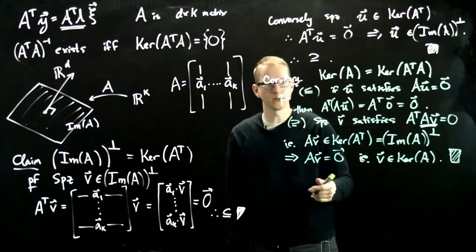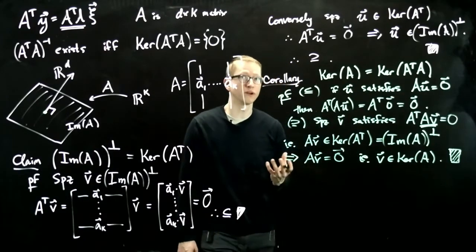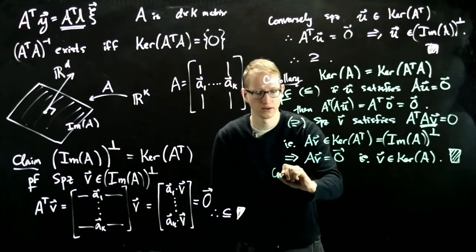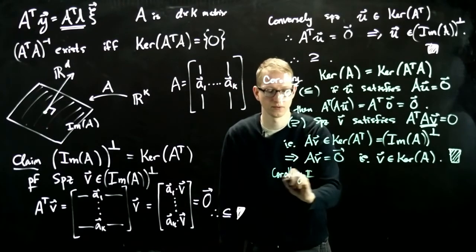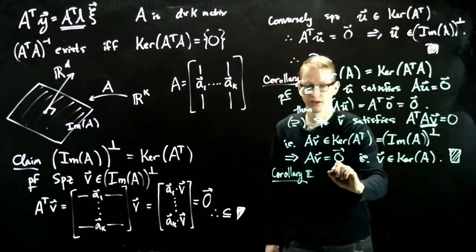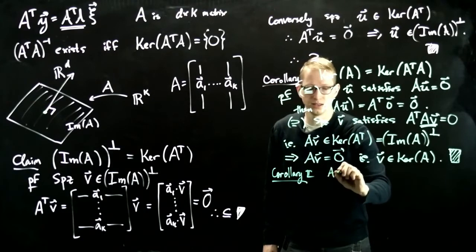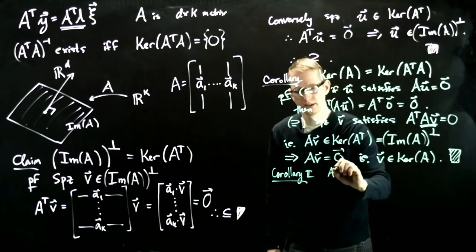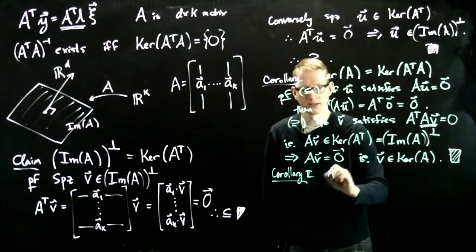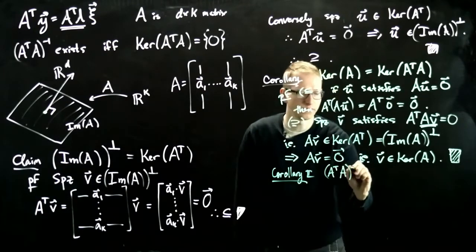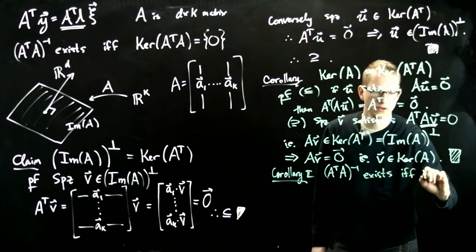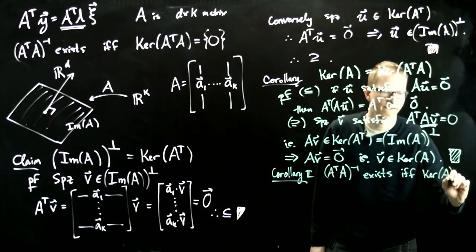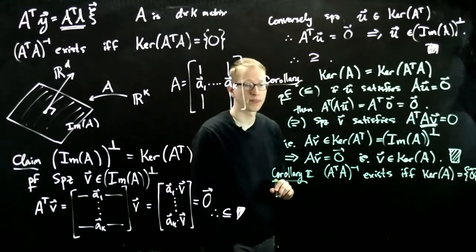And let me just write out the final corollary, which is the useful one for us. It's like corollary 2, that A transpose A inverse exists if and only if the kernel of A is trivial. So it's only the 0 vector.